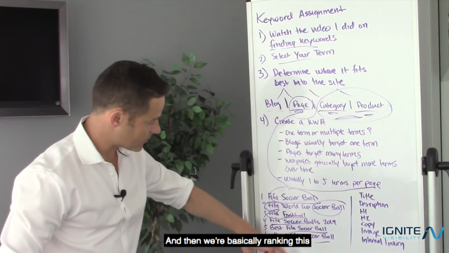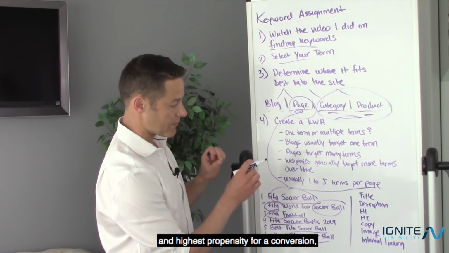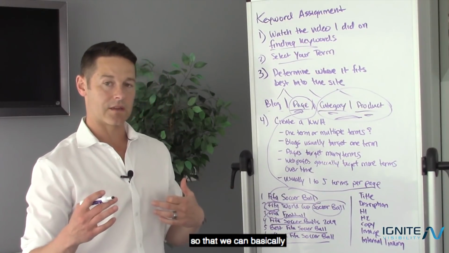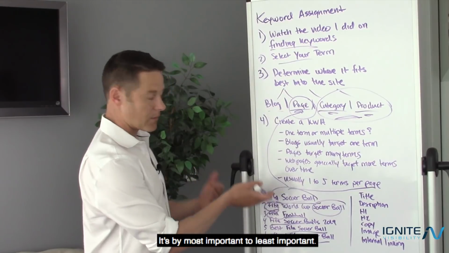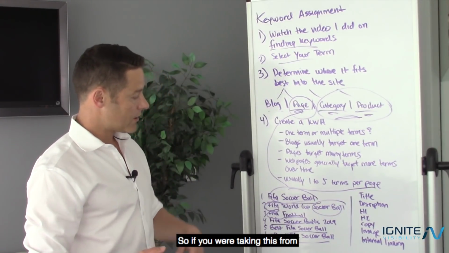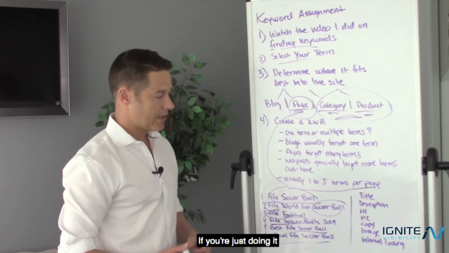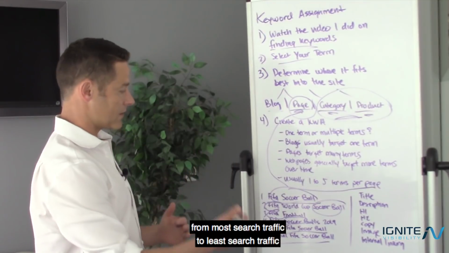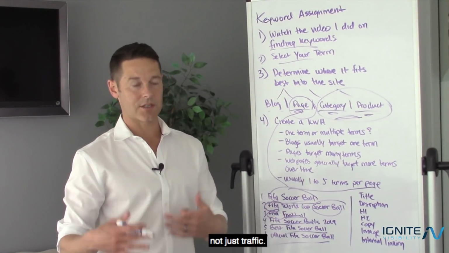And then we're basically ranking this by highest search volume and highest propensity for a conversion so that we can get the most value if we rank. It's by most important to least important, right? So if you were taking this from your pay-per-click campaigns, you would be positioning it this way. If you're just doing it from most search traffic to least search traffic, you could also do it that way. But you always want to think about conversions here, not just traffic, right?